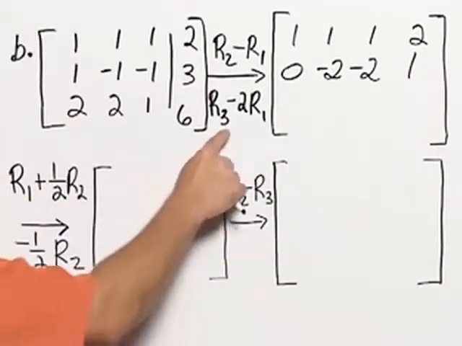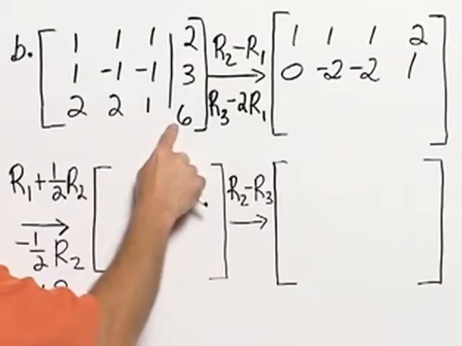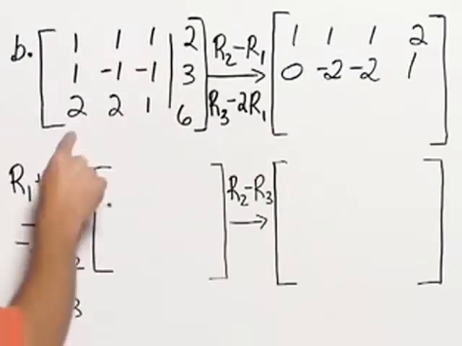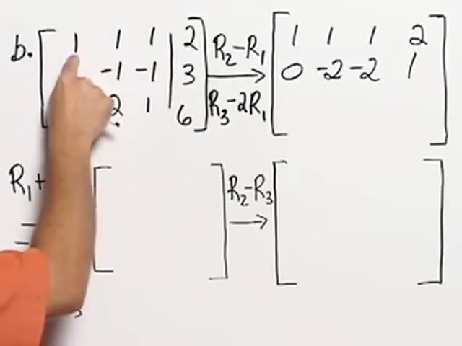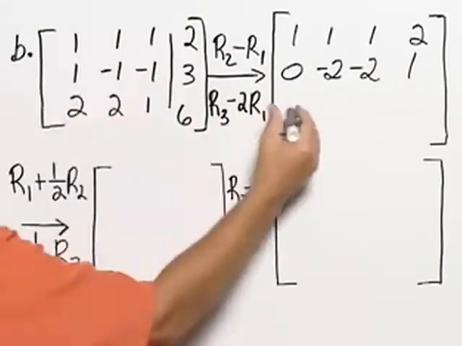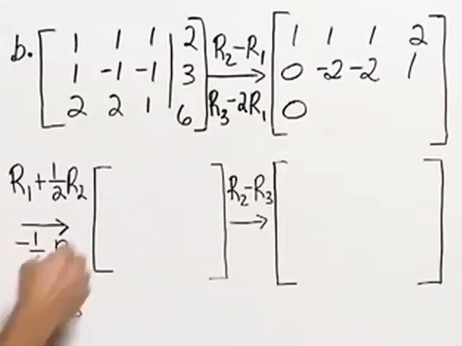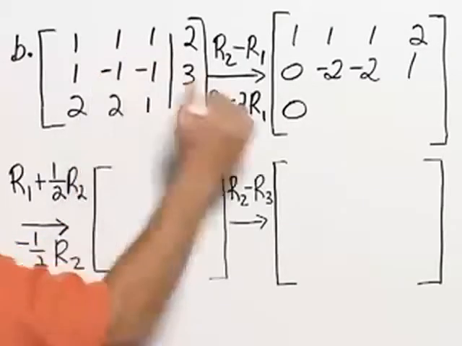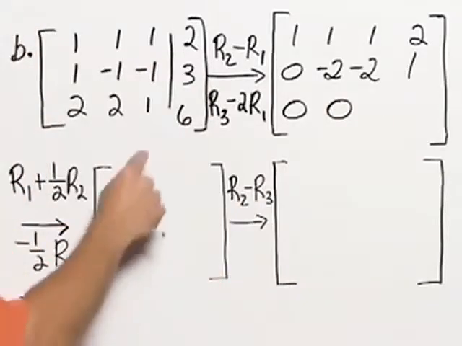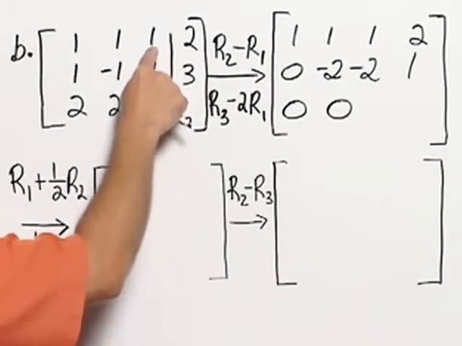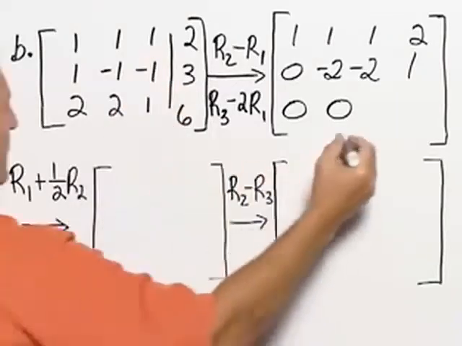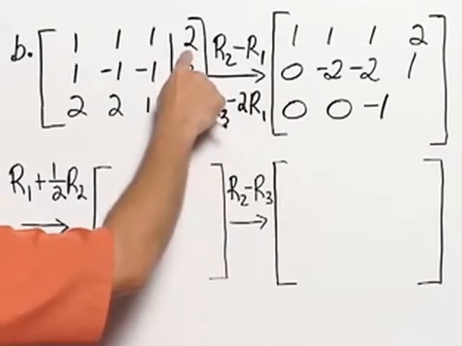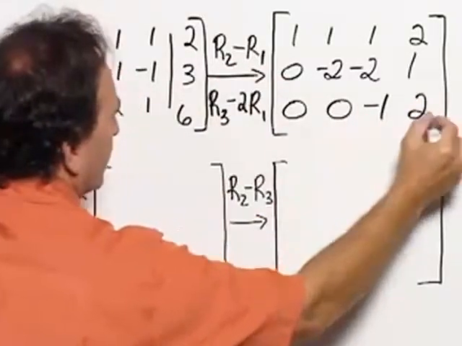Now we're going to take row 3 and subtract from it twice row 1. So 2 minus 2 times 1, so 2 minus 2 is 0. Now we're going to take 2 minus 2 times 1, so 2 minus 2, which is 0. We'll take 1 minus 2 times 1, so 1 minus 2 is minus 1. And then finally 6 minus 2 times 2, 6 minus 4, is 2.